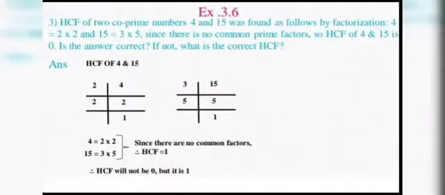Then we move on to the last question of exercise 3.6, that is number 3, where it is mentioned that if the HCF of 4 and 15 was found by factorization, the factors they found were 2, 2, 3 and 5. Since there are no common prime factors, you can see here 2, 2 is there, here 3, 5 is there. So is the HCF of 4 and 15 0?